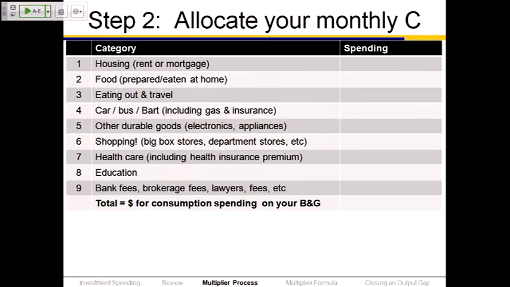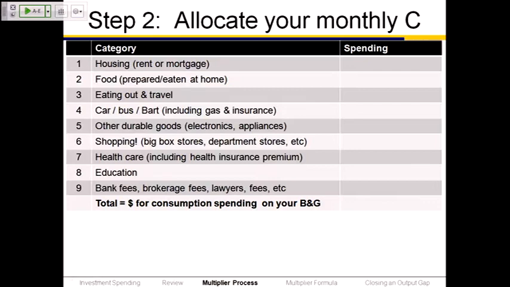Figure that food is usually around 30% to a third of your total budget. A little lower percentage if you're a high income person, perhaps a little higher percentage if you have a low income. Eating out and travel, you can budget that. The car, if you have a car payment, you're probably looking at $300 to $500 per month in a car payment plus the insurance costs. Other durable goods, any electronics that you want to buy, appliances, other things. Shopping, you're going to go to Costco, Target, Macy's, whatever, Bancroft clothing.